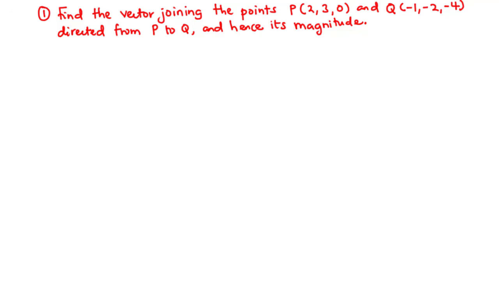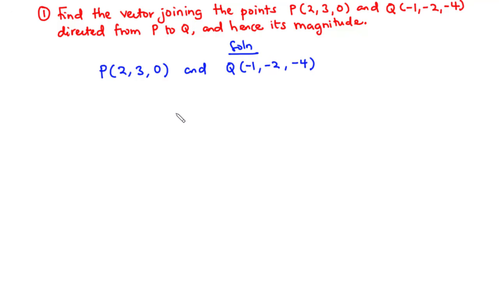So for example 1, find the vector joining the points P (2, 3, 0) and Q (-1, -2, -4), directed from P to Q, and hence its magnitude. So from the question, we are given 2 points. We have point P, which is (2, 3, 0), and we have point Q (-1, -2, -4). Now we are asked to find the vector joining these 2 points and hence its magnitude.